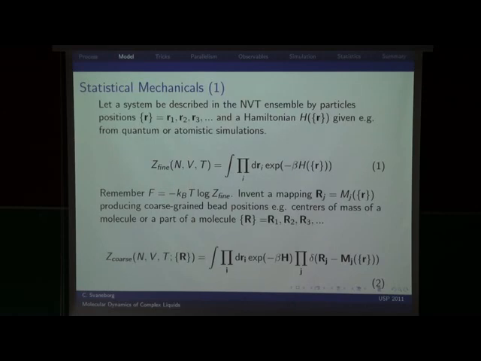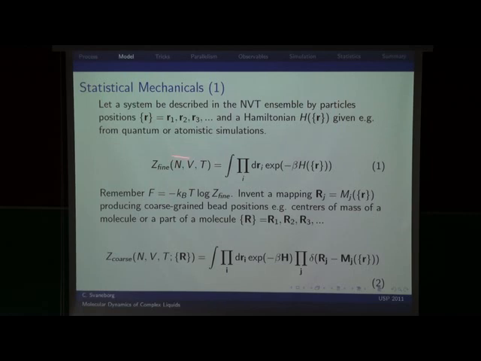Coarse graining allows us to make coarser models but simulate bigger systems. And this is the statistical mechanics of how to coarse grain. It's only 2 slides, but it's a bit daunting. I'm assuming that we have a system in the NVT ensemble, and we have a microscopic description. So for instance, all the coordinates here would be the coordinates of all the atoms. And I assume that we know the Hamiltonian of the full system, for instance through a quantum simulation or through atomistic force fields.